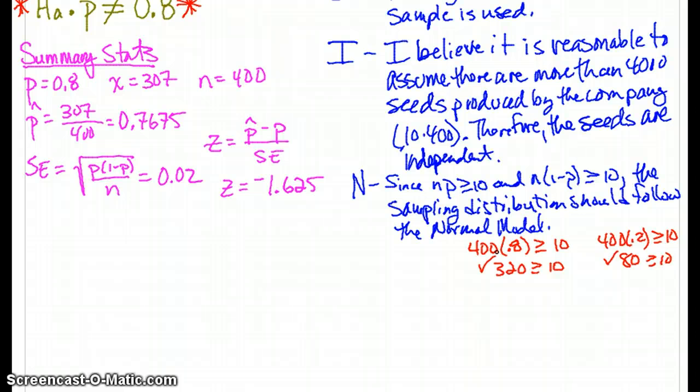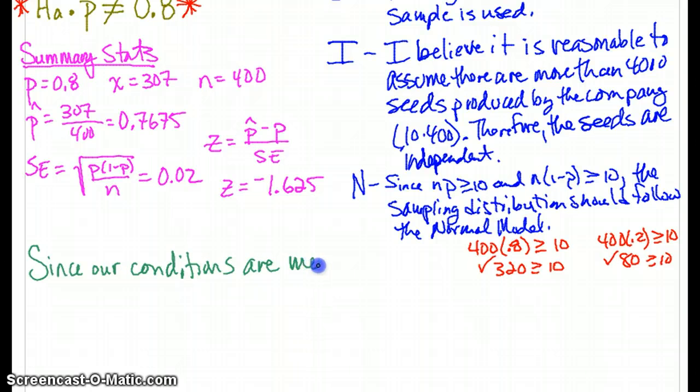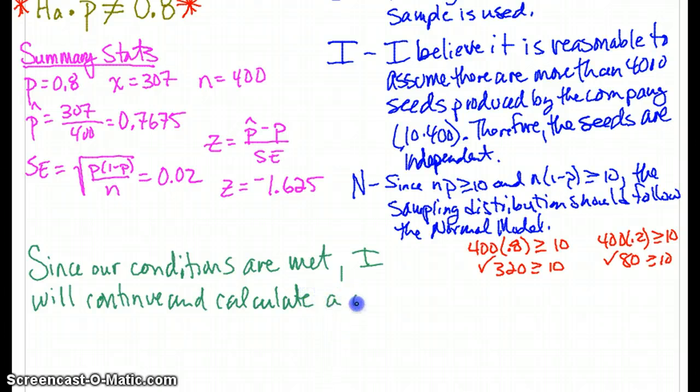Then we want to have our continuation statement, and we want to make sure that we say that everything is good to go. So, since our conditions are met, I will continue and calculate a one proportion significance test. Awesome.